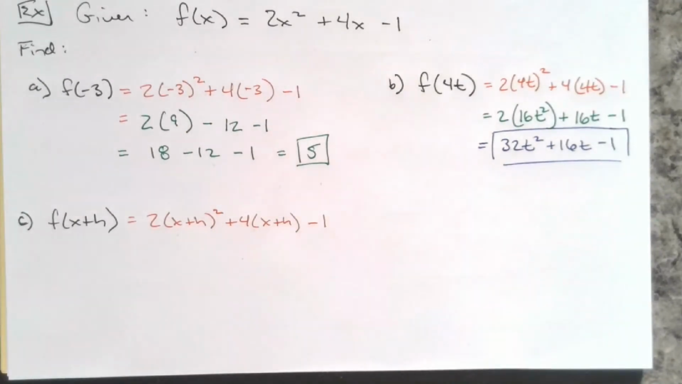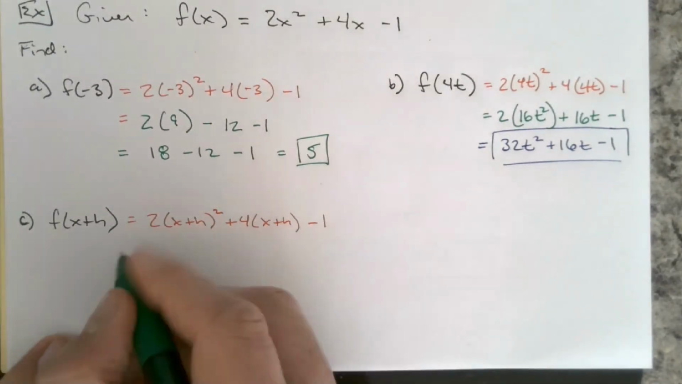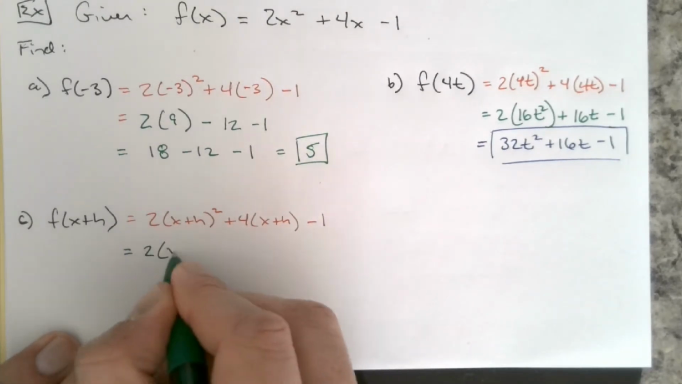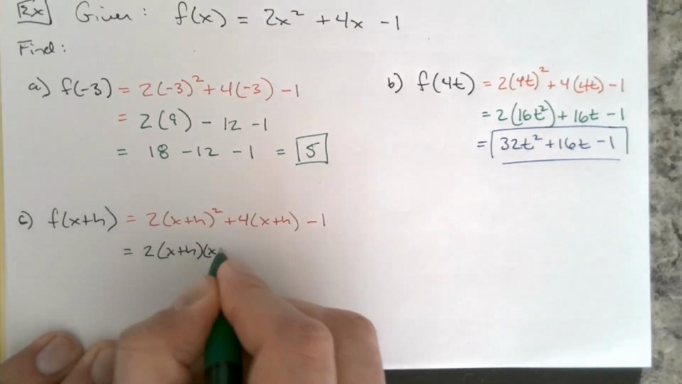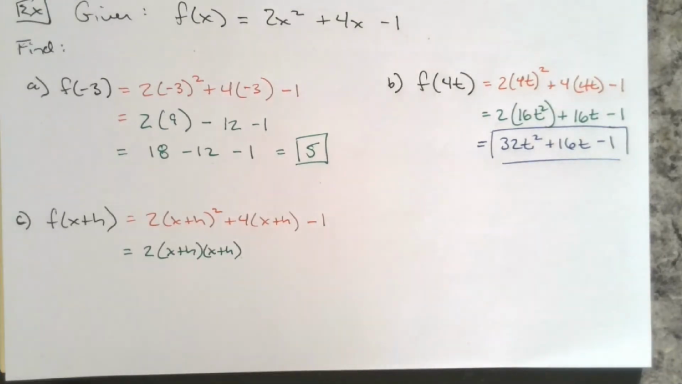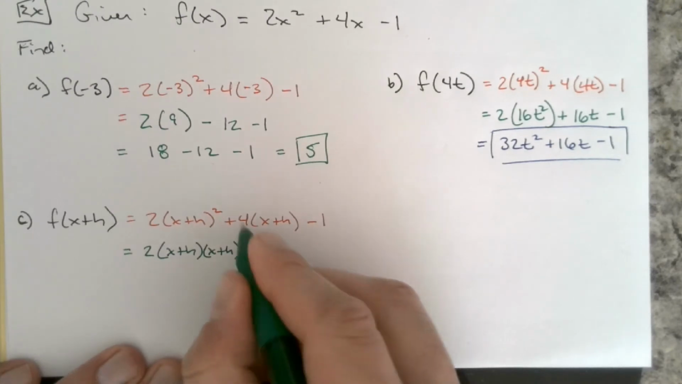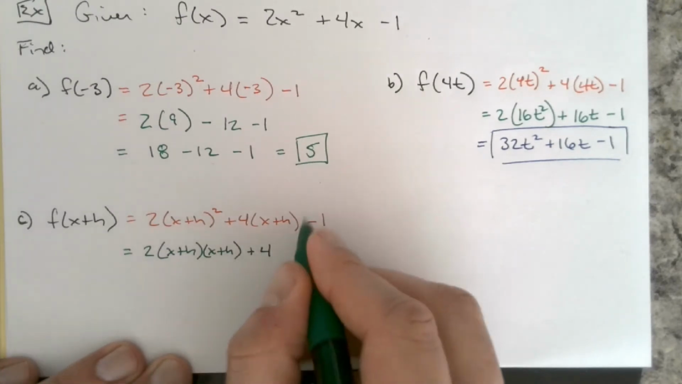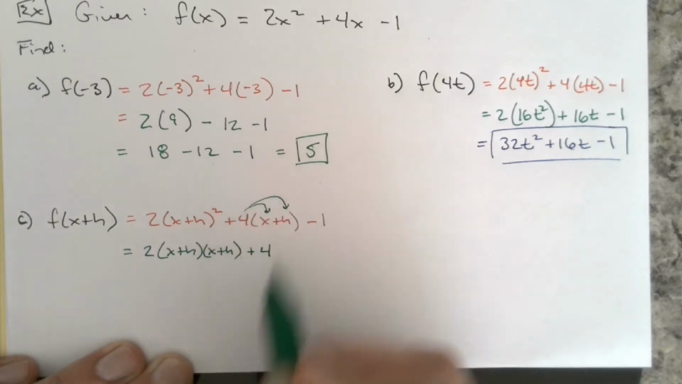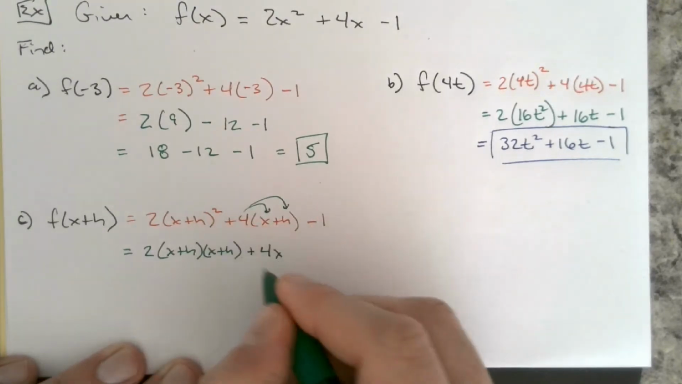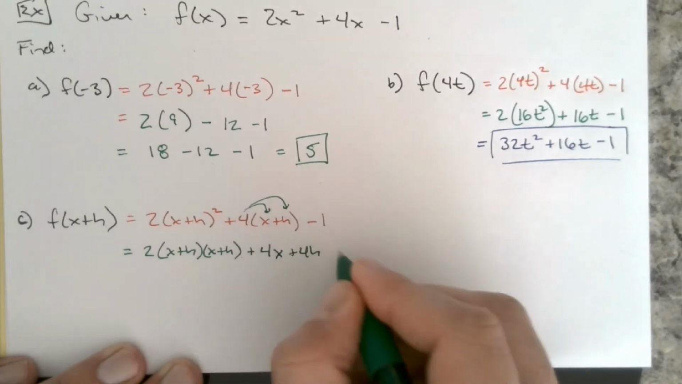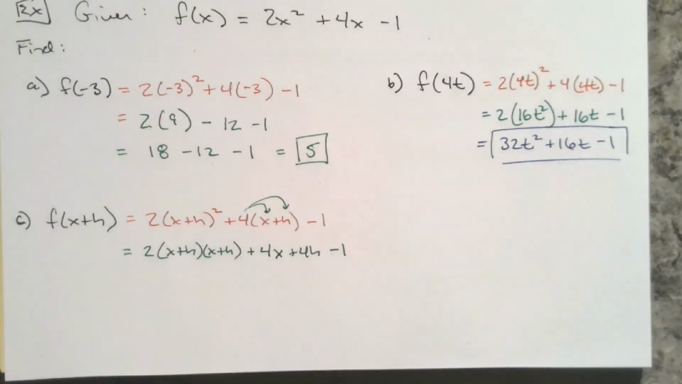When you do this, you have 2 times x plus h quantity squared. You can't bring the 2 through. You have that squared on the outside, so you have to simplify it by writing it x plus h times x plus h. Remember, that means write it twice. Plus 4 times x plus h. Here you can distribute the 4 in right away because there's no exponent on the outside. So 4 times x will give you 4x. 4 times a positive h makes that plus 4h. And then minus 1 at the end here.